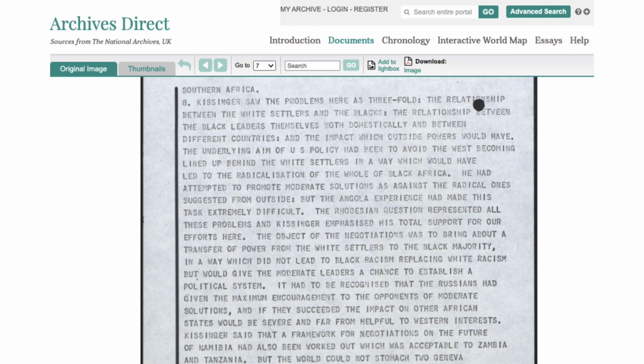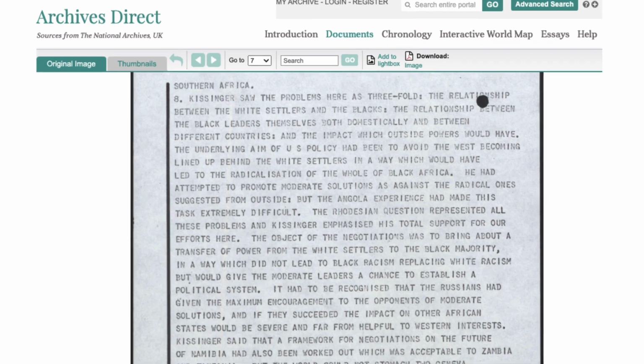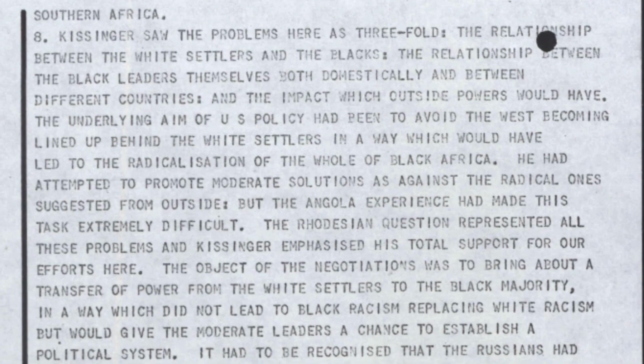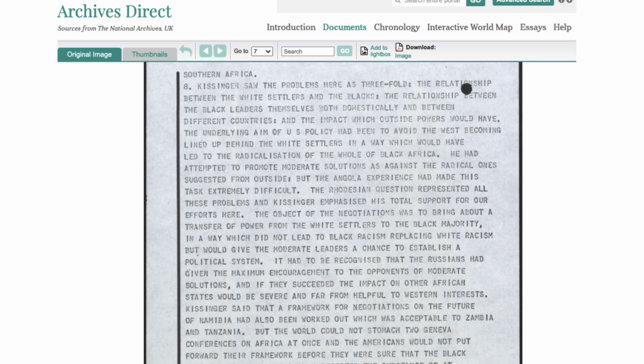The paragraph reports on a person named Kissinger and said, "Kissinger saw the problems here, meaning in South Africa, as threefold. The relationship between the white settlers and the blacks, the relationship between the black leaders themselves, both domestically and between different countries, and the impact which outside powers would have. The underlying aim of U.S. policy had been to avoid the West becoming lined up behind the white settlers in a way which would have led to the radicalization of the whole of black Africa. He had attempted to promote moderate solutions as against the radical ones suggested from outside, but the Angola experience had made this task extremely difficult." Okay, let's just stop there.